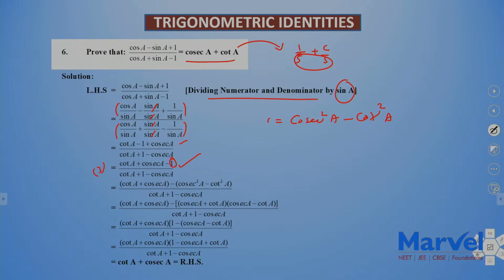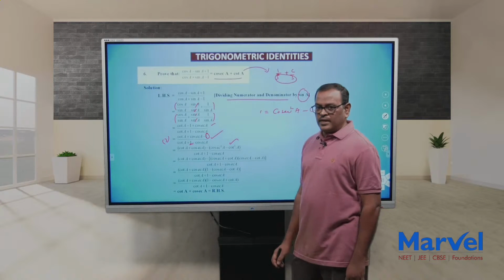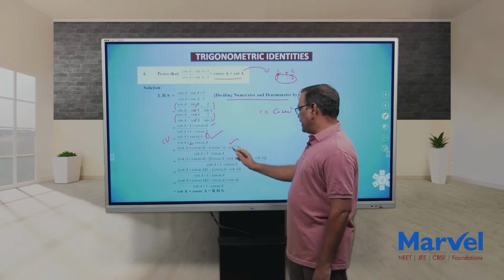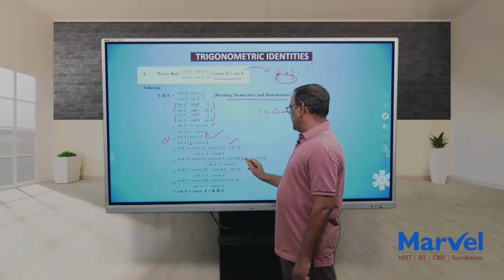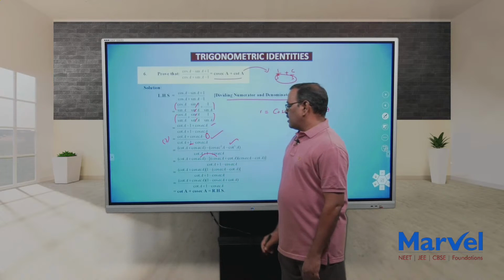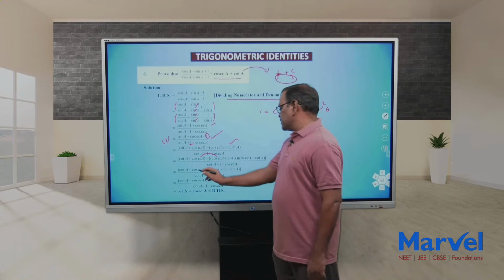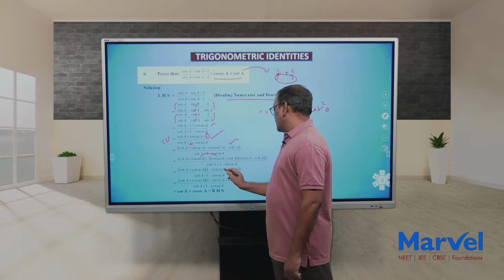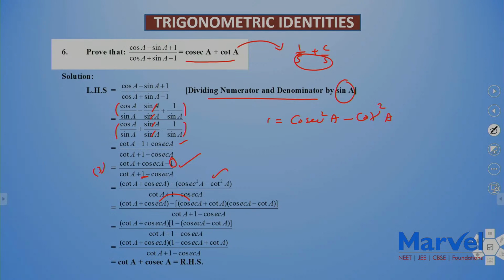Very important, you can replace only the numerator, not the denominator. Fix the whole denominator as it is. Therefore the denominator becomes cot A plus 1 minus cosecant A as it is. Factorize cosecant square A minus cot square A: cosecant A plus cot A into cosecant A minus cot A. Taking out the common factor, which is common in the numerator, (cot A plus cosecant A) into (1 minus cosecant A plus cot A). Removing the bracket, 1 minus cosecant A, minus into minus plus cot A.